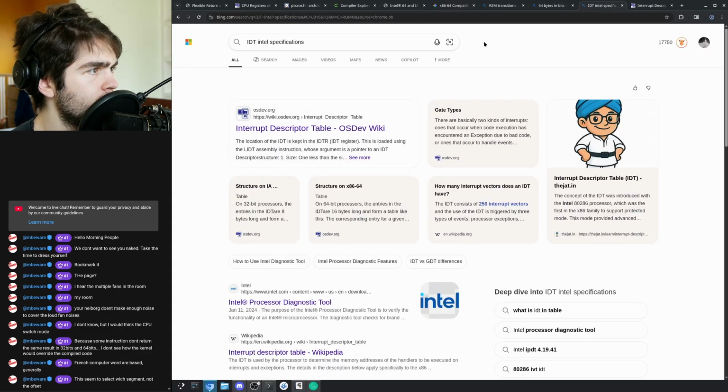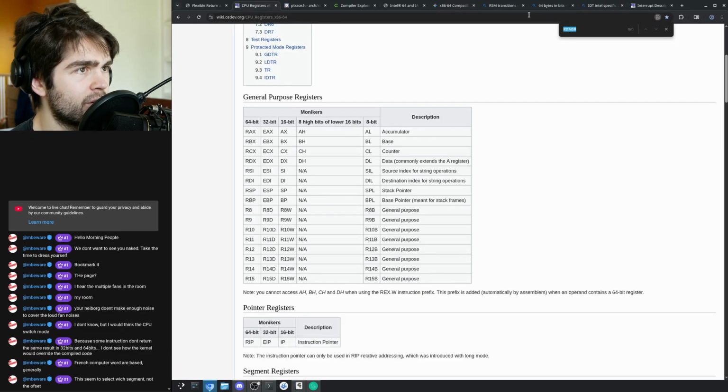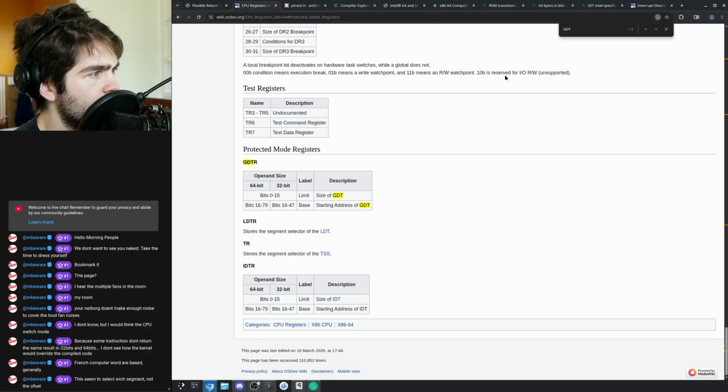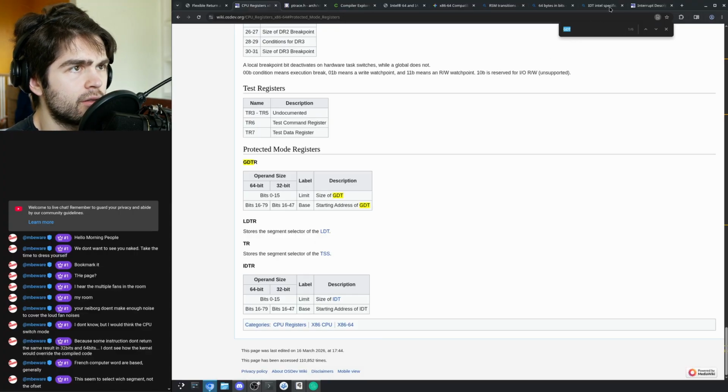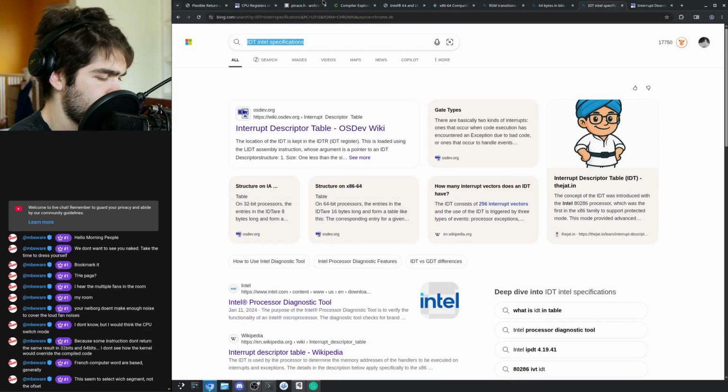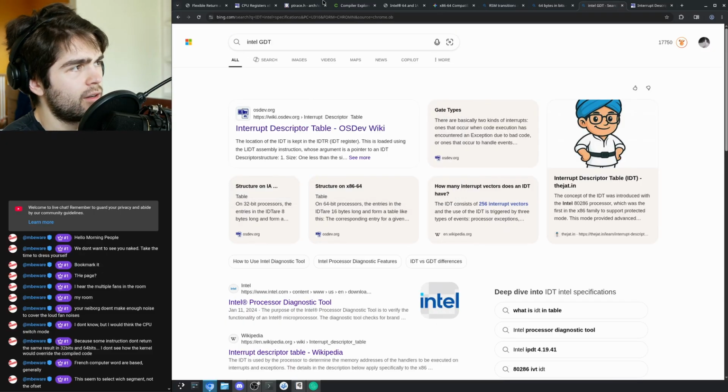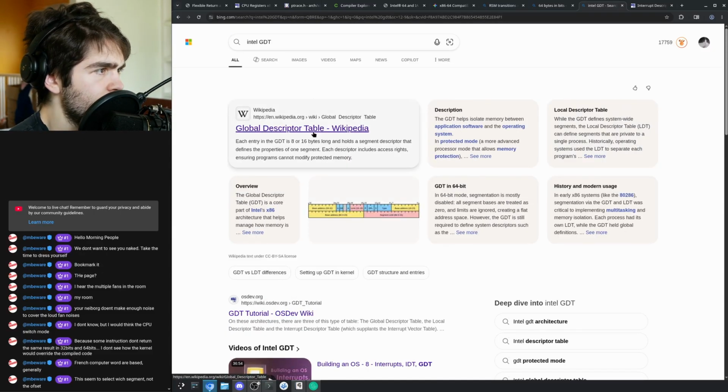Can we have a look at the GDT? I like when we're talking about things as if... I feel that we're doing like the missile knows where it is.